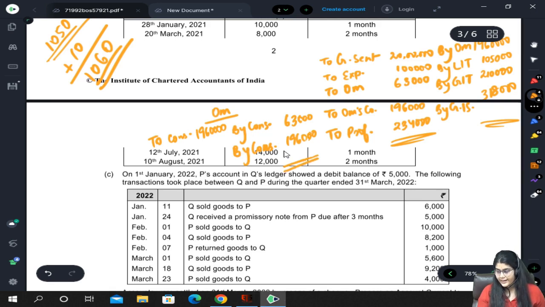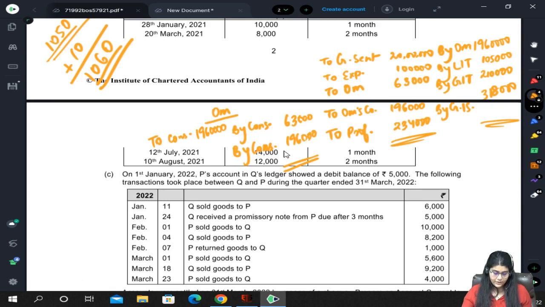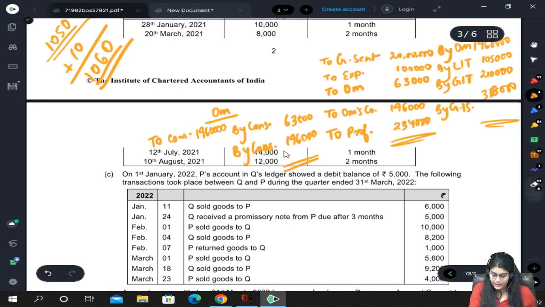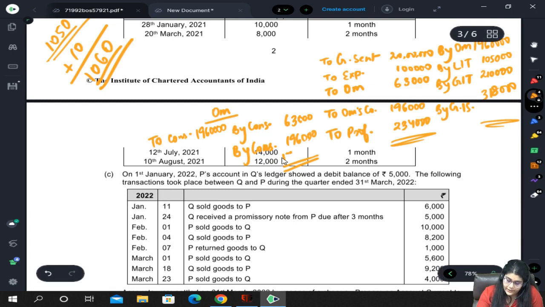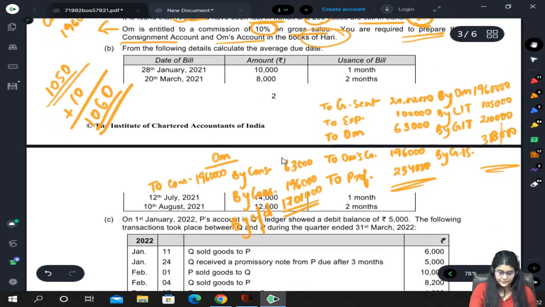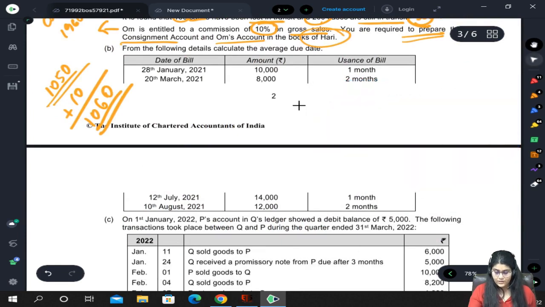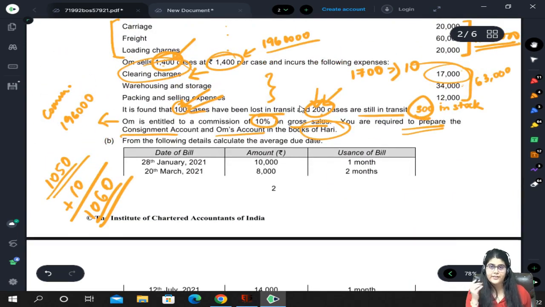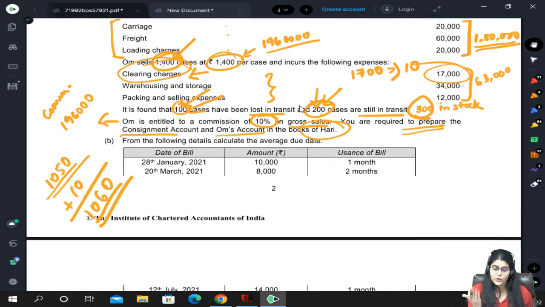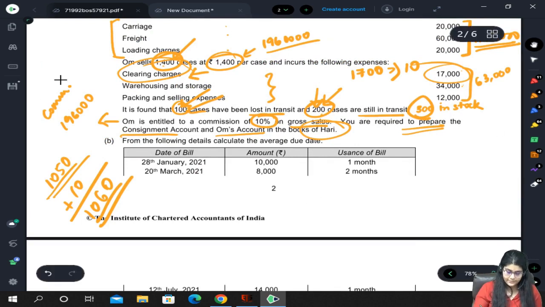That is 19,600. Again, we have to balance it out. The balance should come as 196,000 minus 63,000 minus 19,600, coming to 1,13,400. Balance carried down. Clear? Not a very difficult sum. You just have to remember at what value to keep which set of goods: the ones in transit, the ones in stock, the ones that have been sold, etc. Alright?